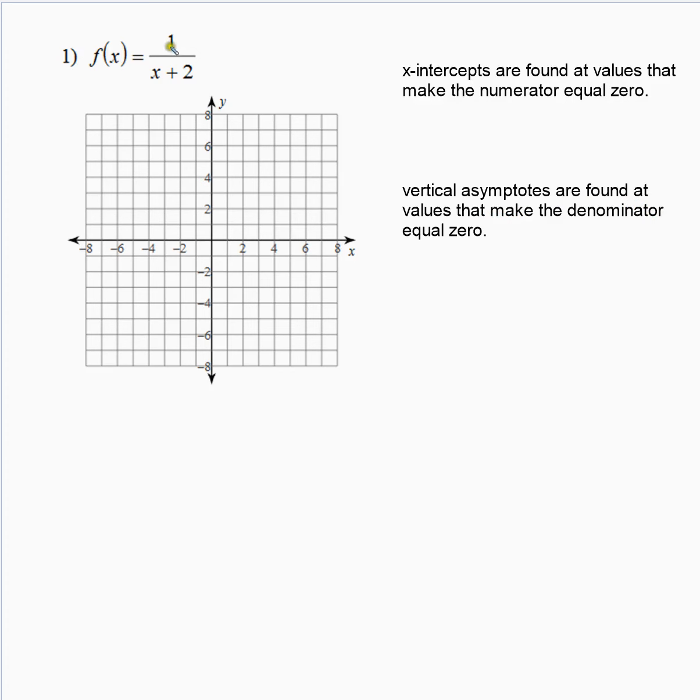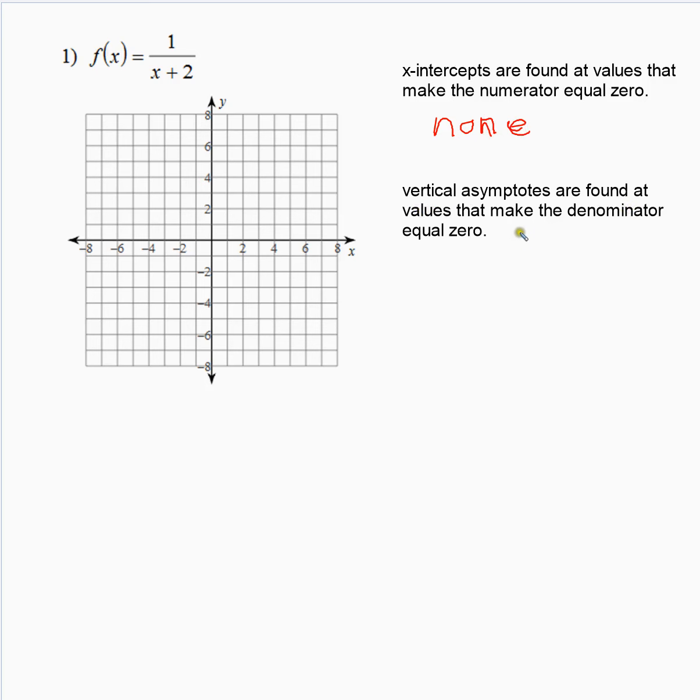So as we look here for x-intercepts, we want to look for values that make 1 equal to 0. Well, 1 is never equal to 0, so there are no x-intercepts. So our graph will never, ever cross the x-axis. And we'll use that fact a little later on.